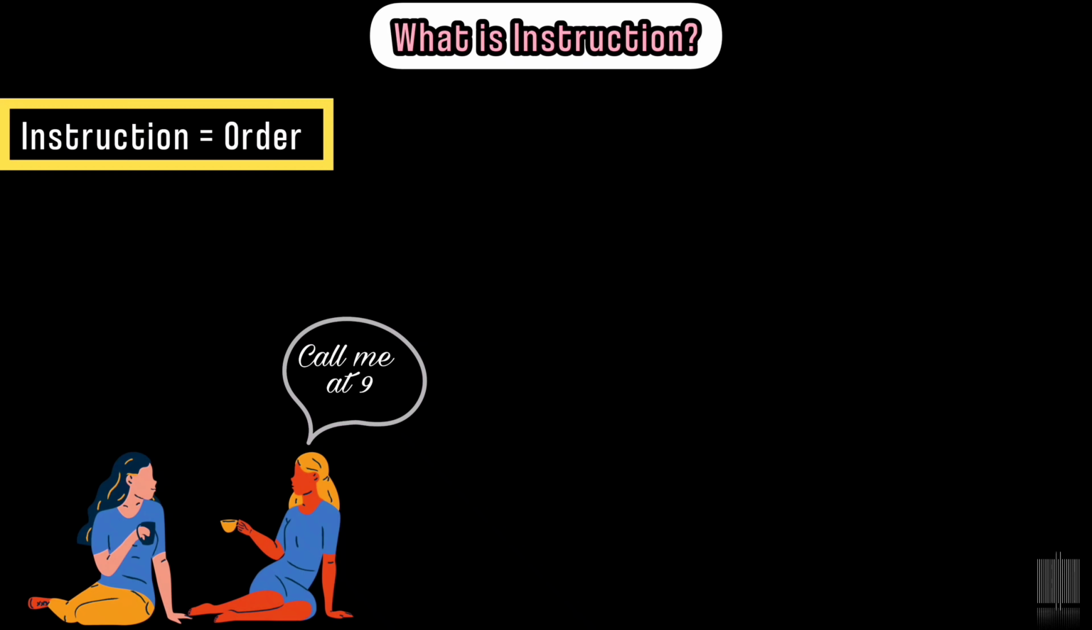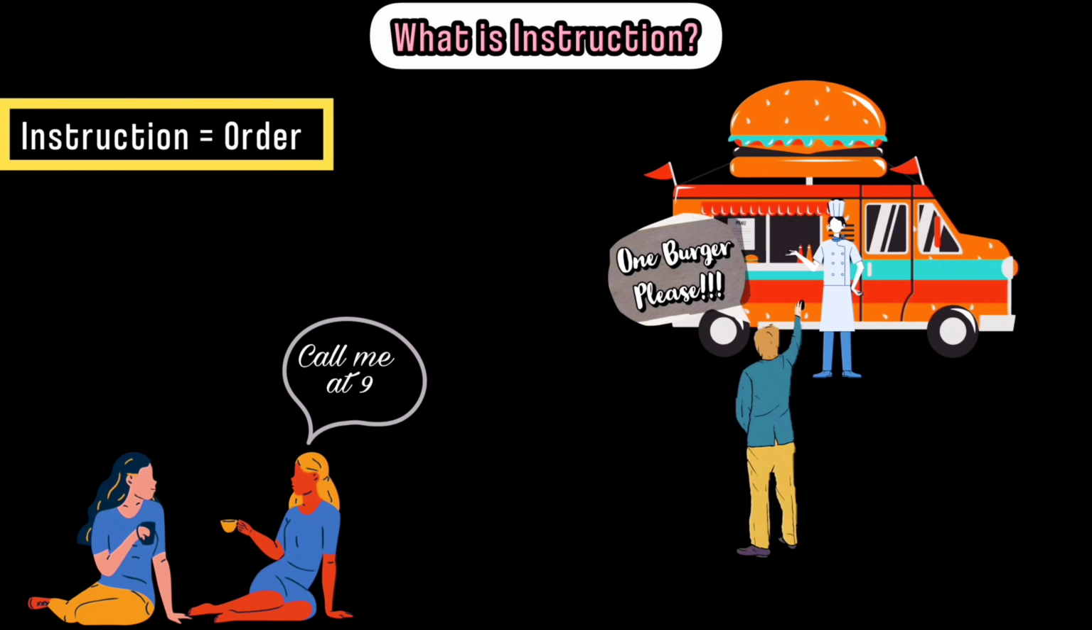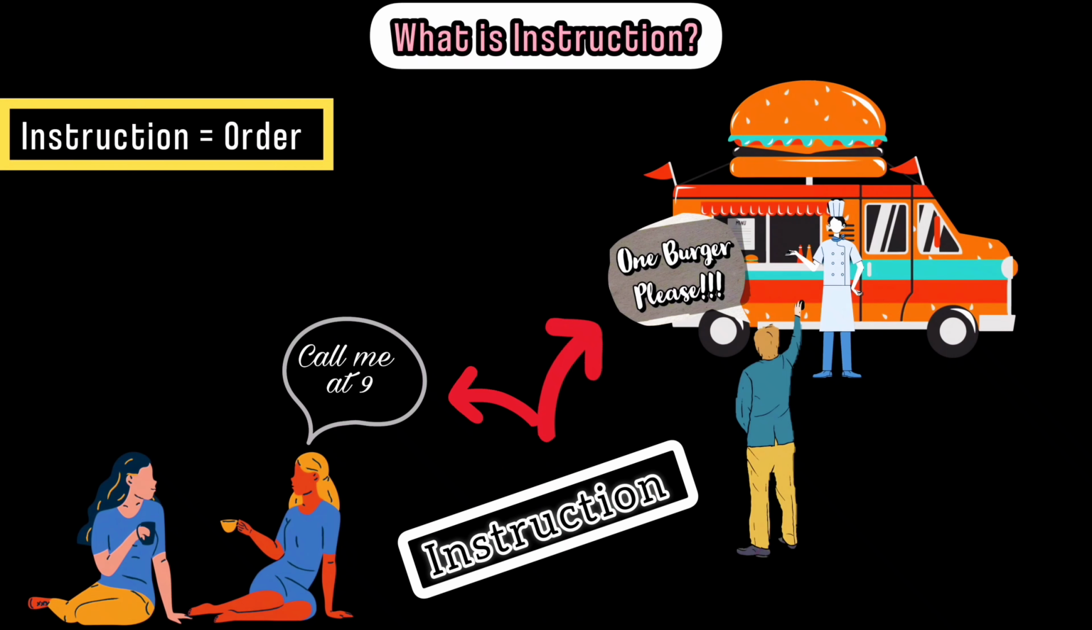Like when you go to a fast food stand and tell the guy at the counter to give you a double patty beef burger with extra cheese, you're actually giving the guy at the counter an instruction. So when we tell someone to do something specific, that is an instruction.